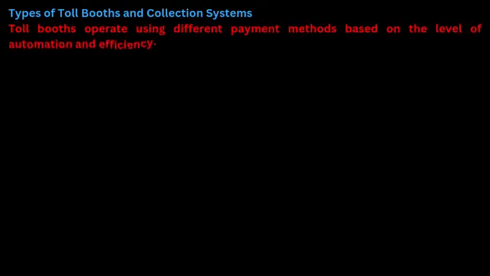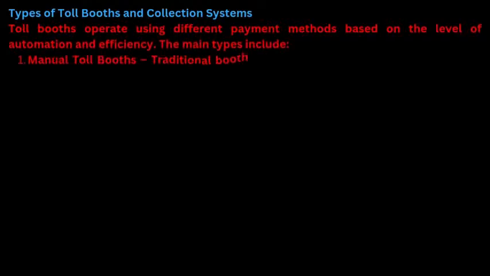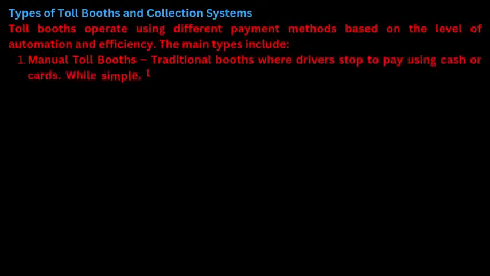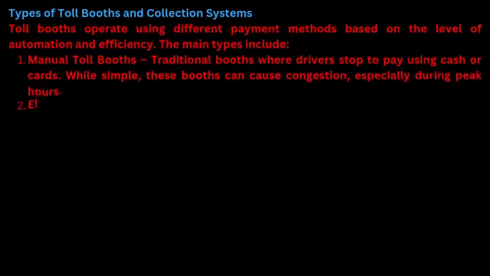Types of toll booths and collection systems. Toll booths operate using different payment methods based on the level of automation and efficiency. The main types include 1. Manual toll booths, traditional booths where drivers stop to pay using cash or cards. While simple, these booths can cause congestion, especially during peak hours.